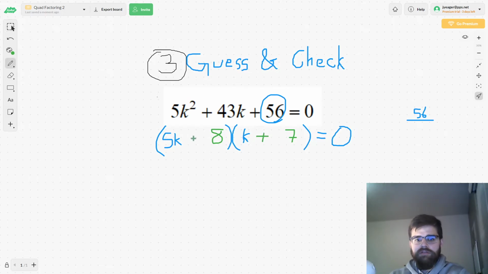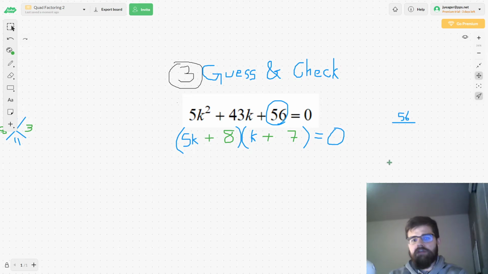Cool, so if we did 5 and 7, we'd have 5 times 7 is 35, and then 8, 35 and 8 do make 43. So guessing and checking is a really valid method as well, especially if you feel really comfortable with the distribution process, right? For me, it's really easy to go from factored form back to standard form by thinking through how this distributes out. And if we have a nice prime number for a like this, there's really not that many options. So guessing and checking is a great method as well.